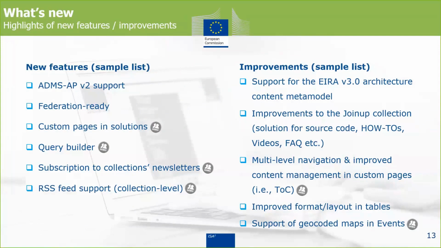Last, from the sample list, we have the support of Geocoding Maps in events, and I will showcase this later on. So once you put a physical address for your event, the users will see an automatically created map of the location. So this is a nice feature for all the people that create the events on Joinup, and they're quite a lot, to be honest. So keep up the good work there.